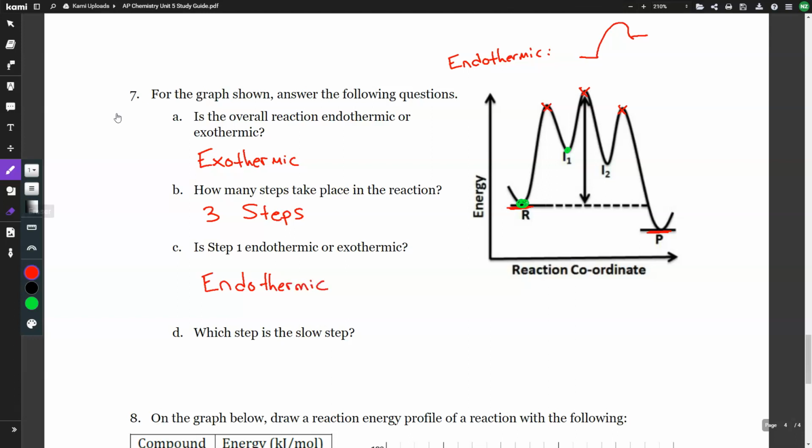D says, which step is the slow step? Okay, so this one, we're going to compare the activation energies. So for the first one, we're going from here all the way up to here. For the second one, we're going here up to here. And then for the third step, we're going here up to here. So clearly, the first step has the most activation energy needed. So that is going to be the slow step.